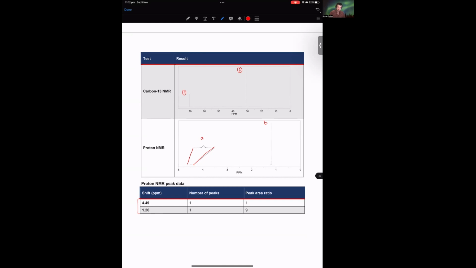And the ratio of these are quite different. So we can see that the peak at about 1.26 has a ratio of 9, which would suggest that there are 9 protons there. And then the peak at about 4.49 has a ratio of 1, which tells us that there's only one proton there.